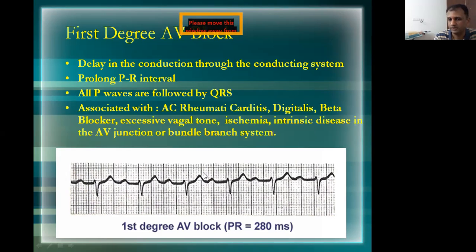It's usually common after an acute ischemic event like a myocardial infarction or any myocarditis like rheumatic carditis. You can get it after severe vagal tone, increased vagal tone, or beta blockers. So these are the common causes, like digoxin.